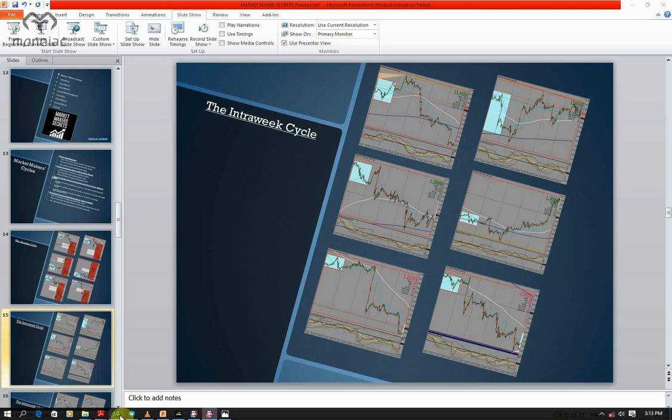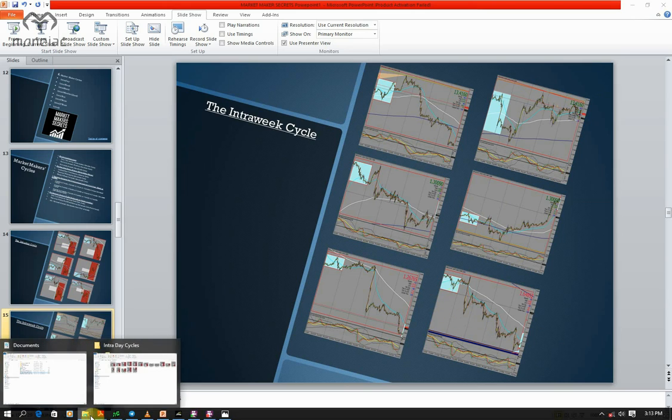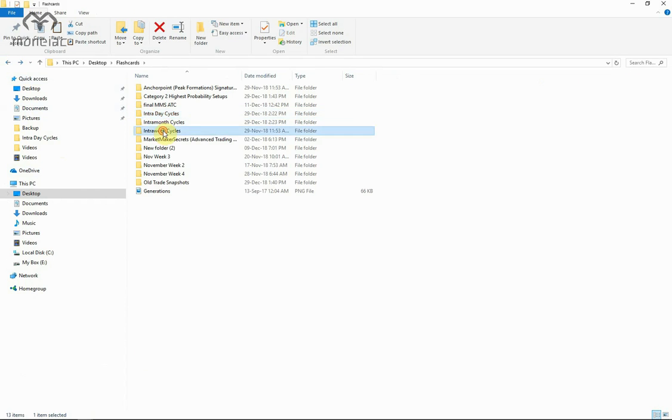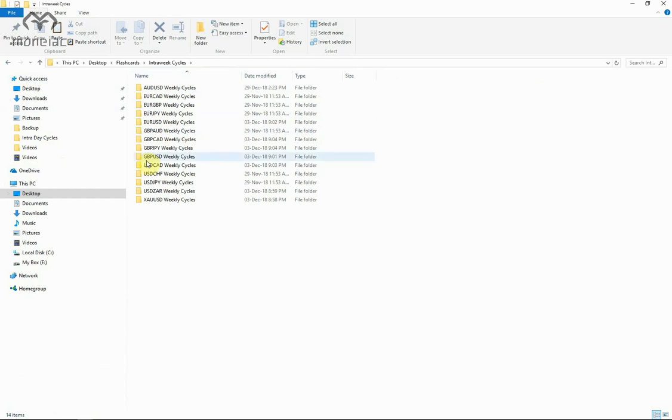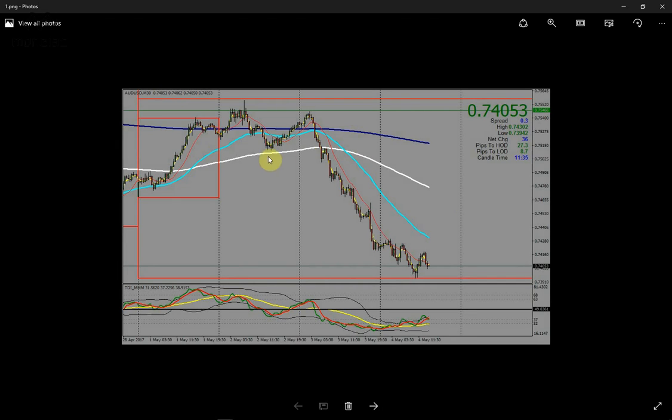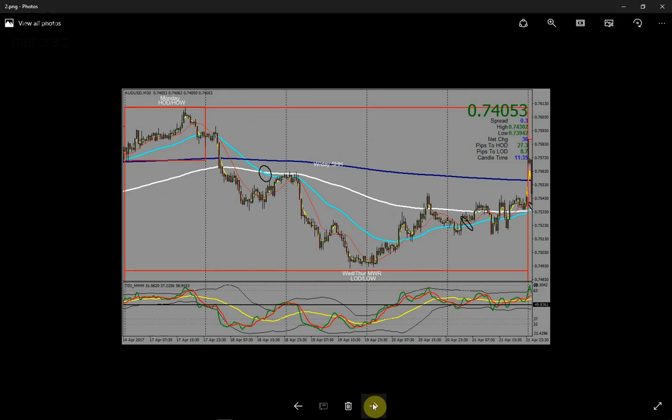So let's look at further examples of the intra-week cycles. So we have a lot of intra-week cycles. As you can see, I've done my work. So let's start with AUD USD. There you go. Monday accumulation, Tuesday, Wednesday stop hunt, long sustained run. Same thing here. This is a straight away trade.